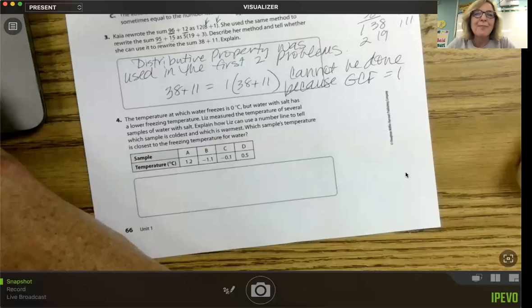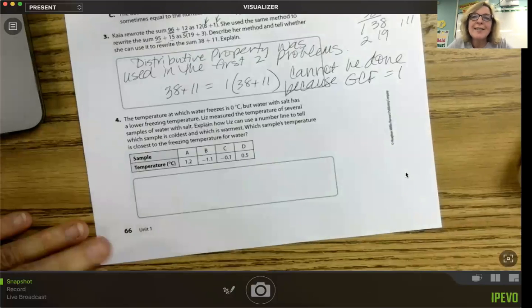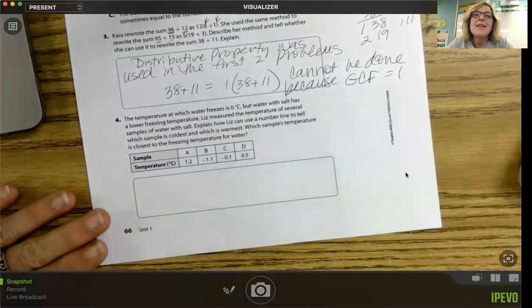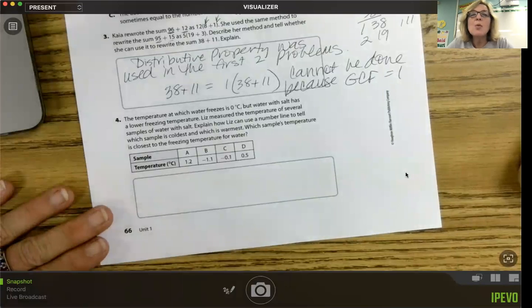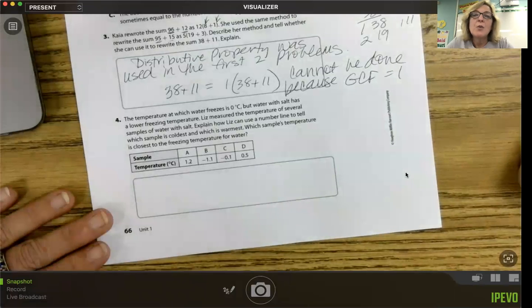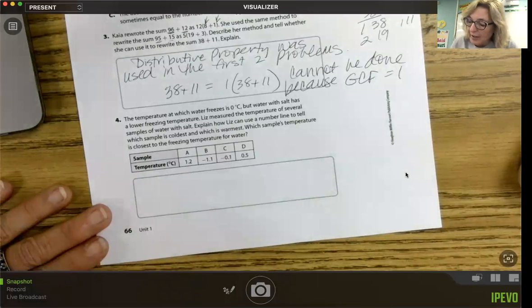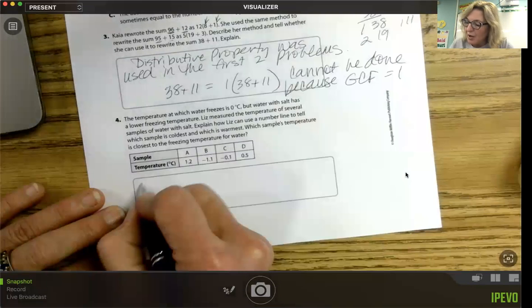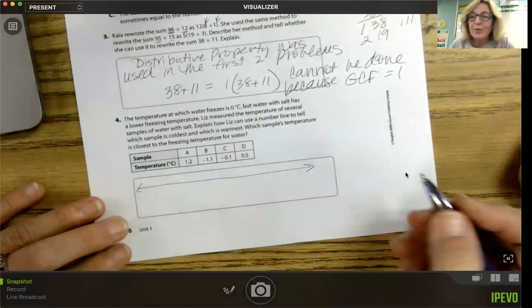Okay, final problem. The temperature at which water freezes is 0 degrees Celsius, but water with salt has a lower freezing temperature. Liz measured the temperature of several samples of water with salt. Explain how Liz can use a number line to tell which sample is coldest and which is warmest. Which sample's temperature is closest to the freezing temperature for water. So we can use a number line, right? Let's actually do it. Let's put this on a number line. So we know we're looking for the closest number to 0.